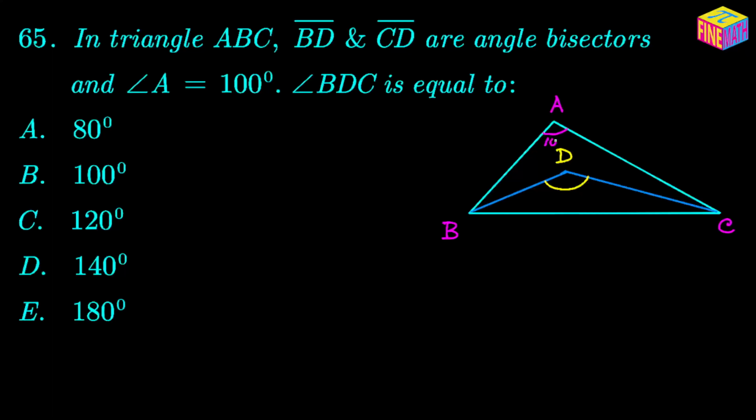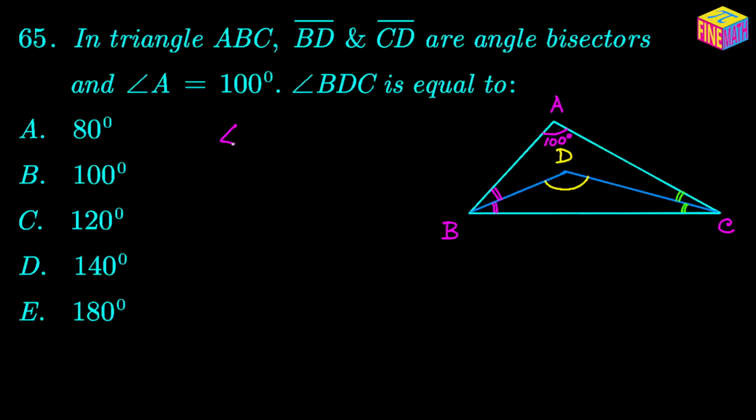So let me quickly write it down here. Angle A is 100 degrees and BD and CD are angle bisectors. That means this little angle will be equal to that angle, and similarly, on the other side, this angle will be equal to this angle. That means BD is bisecting angle B and CD is bisecting angle C. So now let's make a few quick notes here.